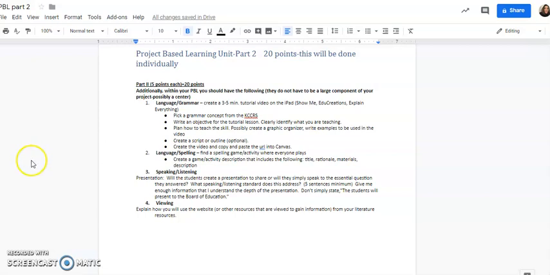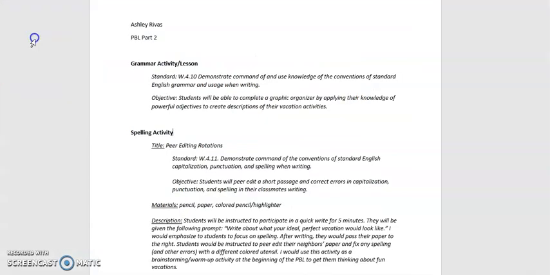Grammar section of the PBL Unit Part 2, we were expected to choose a grammar standard and create an objective, and I chose the W.4.10, which states demonstrate command of and use knowledge of the conventions of standard English grammar and usage when writing. And my objective was students will be able to complete a graphic organizer by applying their knowledge of powerful adjectives to create descriptions of their vacation activities.